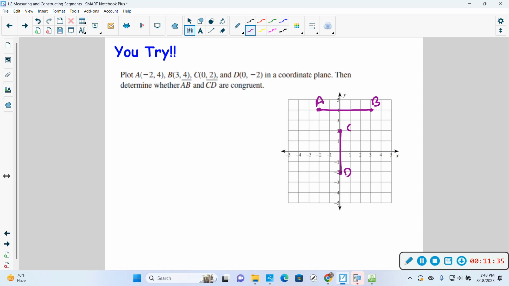Okay, how long did you get for segment AB, the top one? 5. Agreed. What did you get for CD? 4. Big exciting question, class. Are they congruent? No.